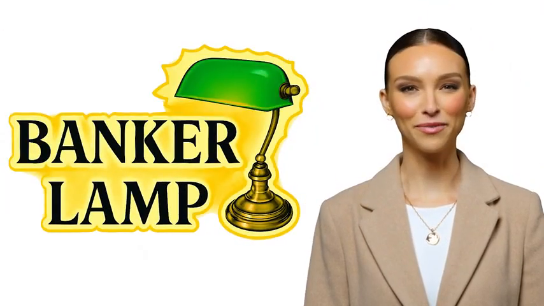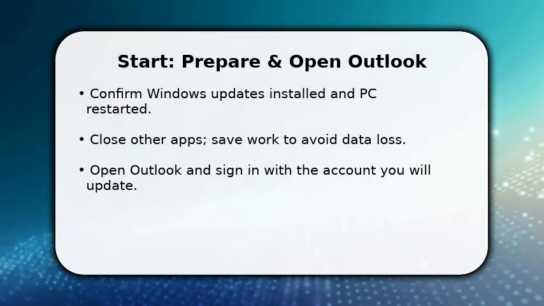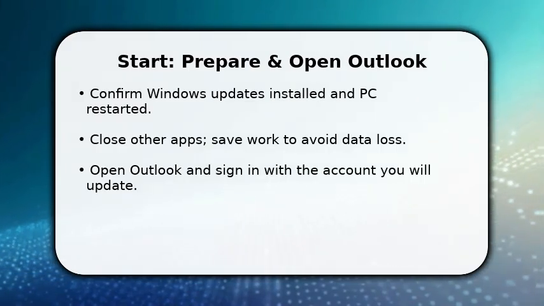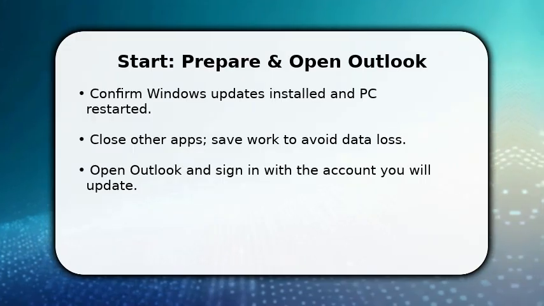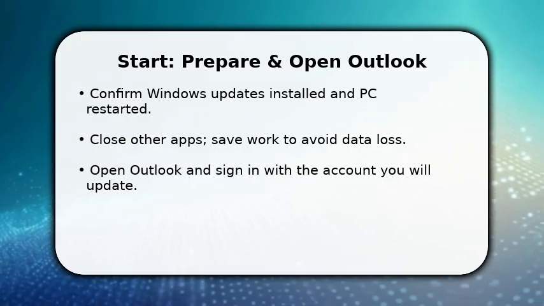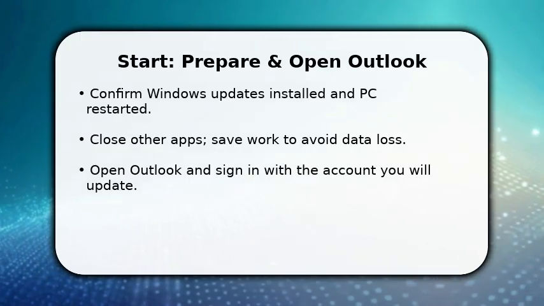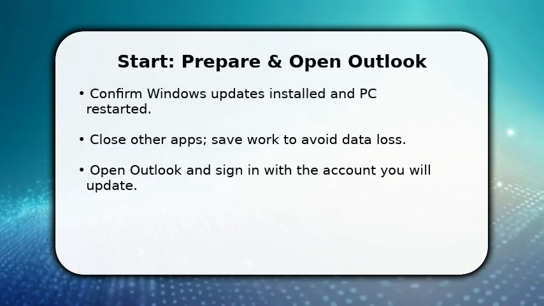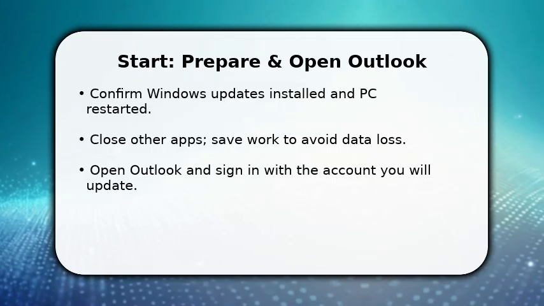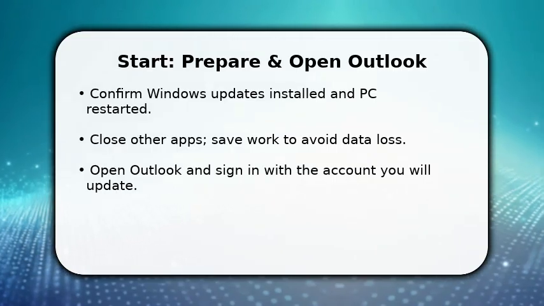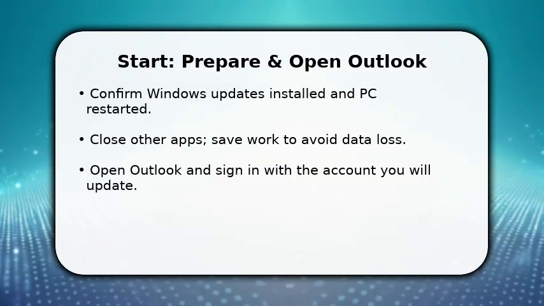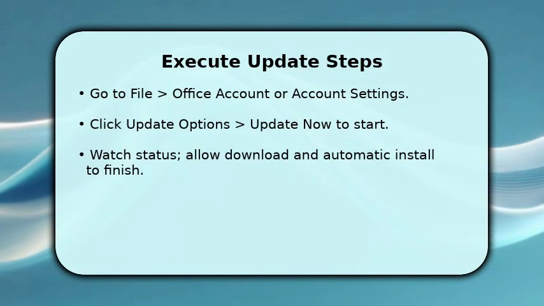Please enjoy the video. You start by making sure Windows updates and a restart are already done. This prevents conflicts. Once done, close background apps so Outlook can update without locking files. Open Outlook and sign in as the account owner. You need an active connection. Then go to File and look for Account or Office Account. This is the first actionable step because it places you in the update controls where you can begin the actual update process.